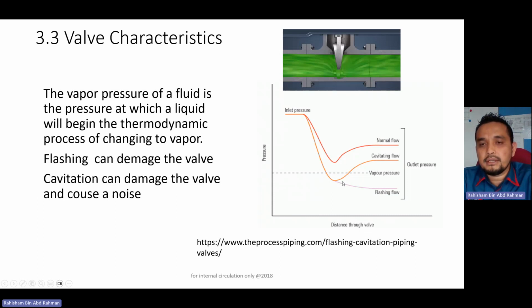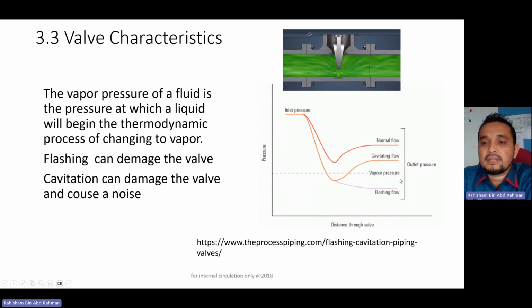At this point, the lowest level, and then it will start to regain its pressure toward the downline. This is upstream, this is downstream. So the liquid will lose the pressure somewhere around the gate area, and then it will recover back at this point, but it will never reach the original inlet pressure. So we have 4 categories here that you need to fully understand.